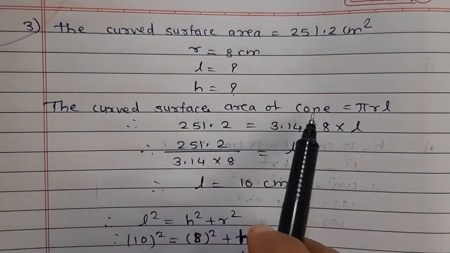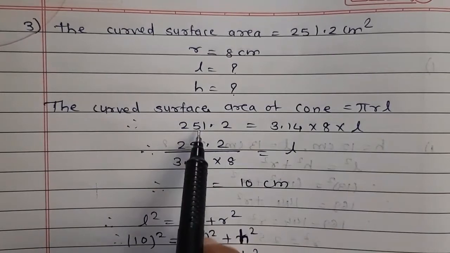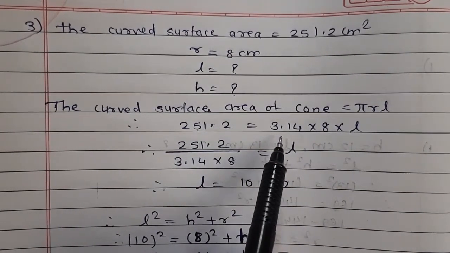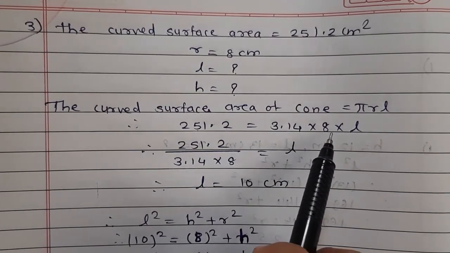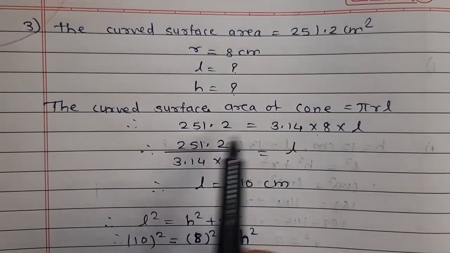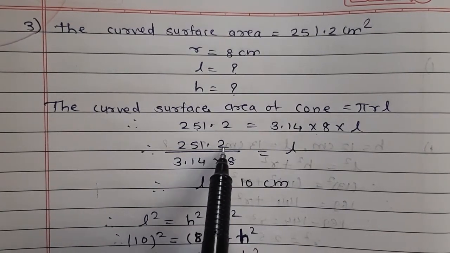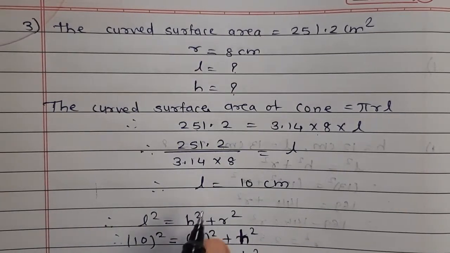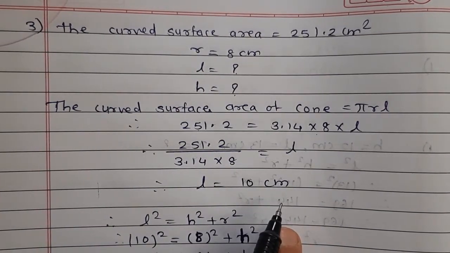The curved surface area of a cone is pi r L. Curved surface area of the cone is given 251.2. Pi value is 3.14, into 8, that is, the radius is also given. We have to find the slant height L. After shifting all the terms, we get 251.2 divided by 3.14 into 8. After doing the calculation, we get slant height equals 10 centimeter.